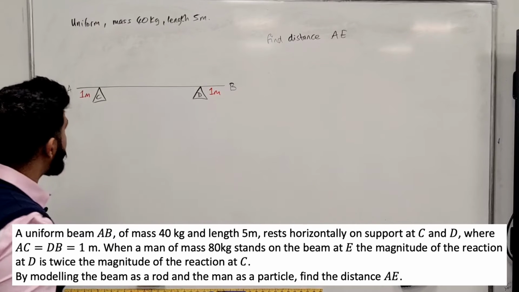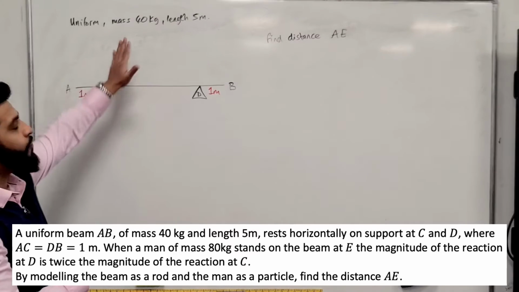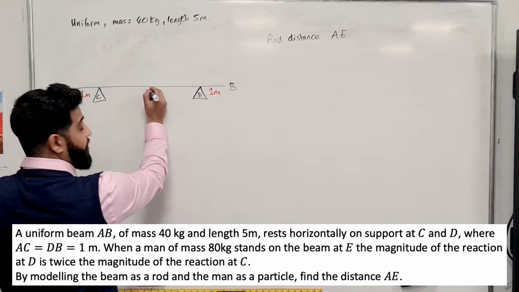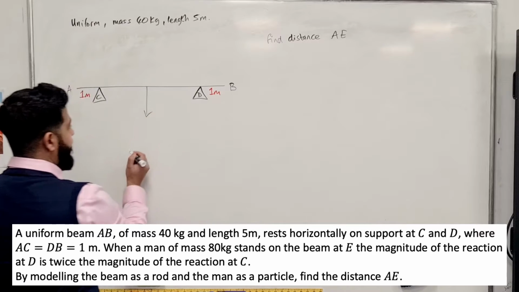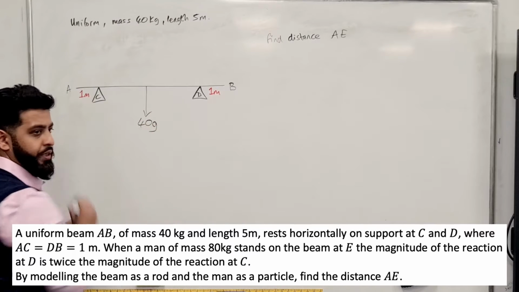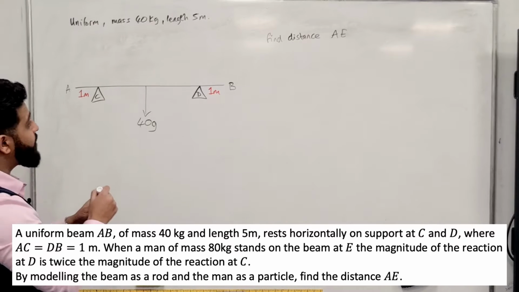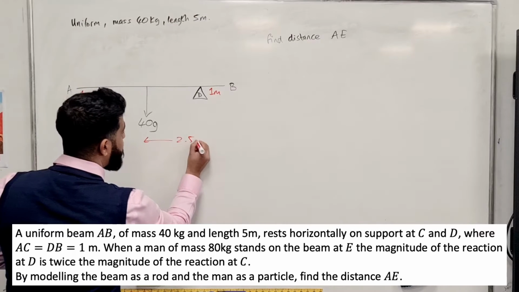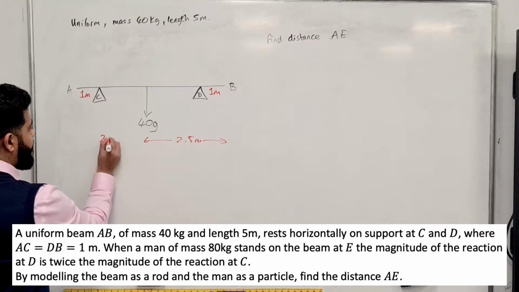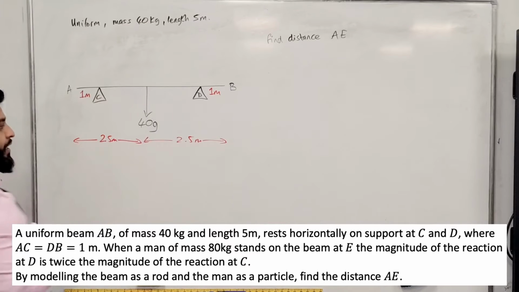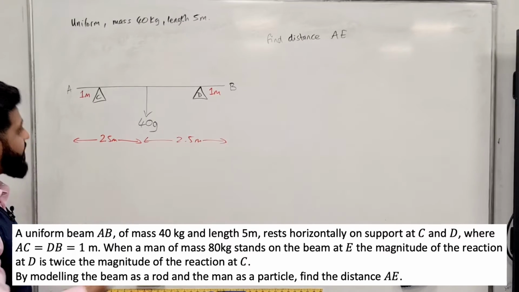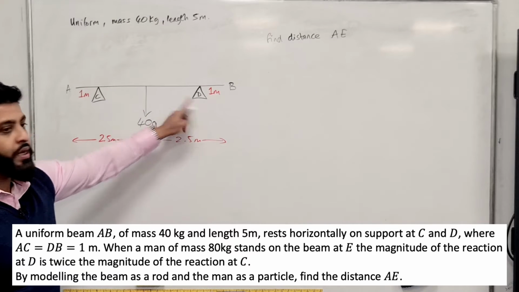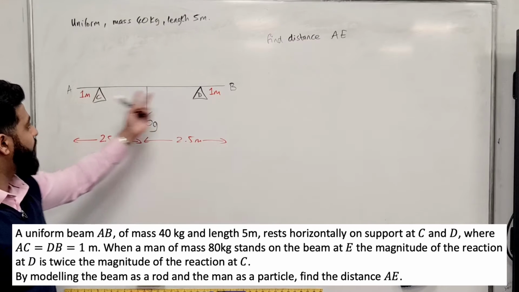We have a uniform rod, and we are told that the mass is 40 kilograms. Now, straight away, that information will go to the center of that rod, because the center of mass, because it's uniform, will be right there, and we will write here 40g. We are also told that the length of this rod is 5 meters, which means that from here to there is 2.5, and from there to there is also 2.5. Okay? So basic information like that we'll put down straight away. We are told in the question that we have 2 supports at C and D, and both of those supports are 1 meter and 1 meter.